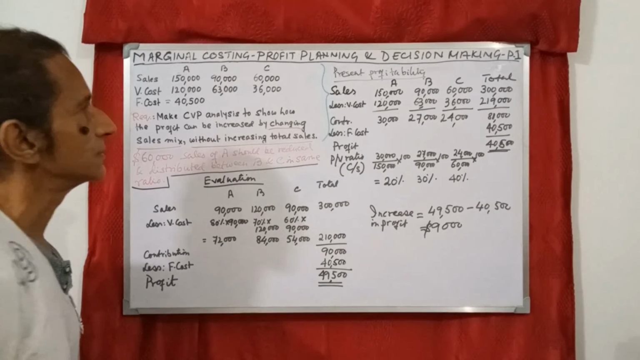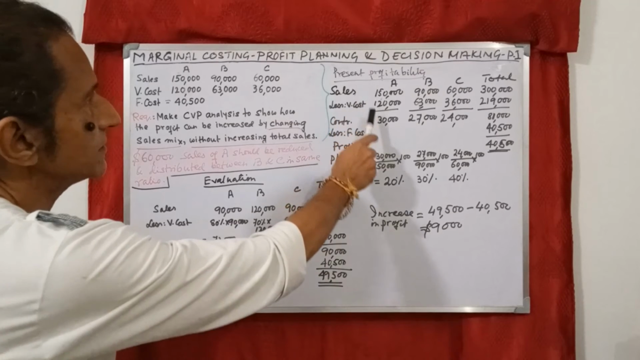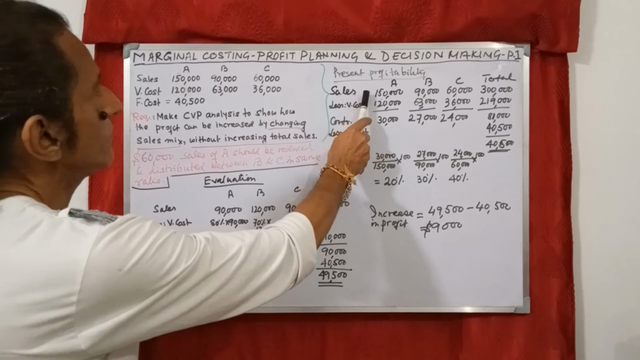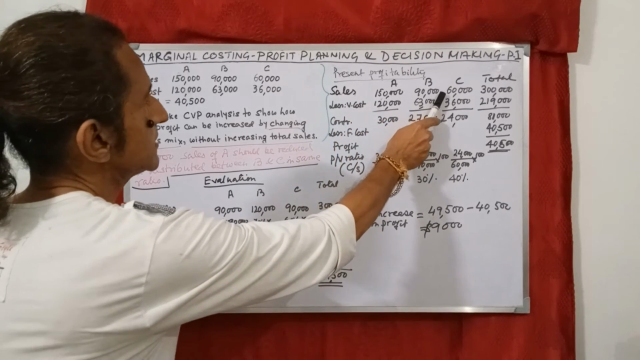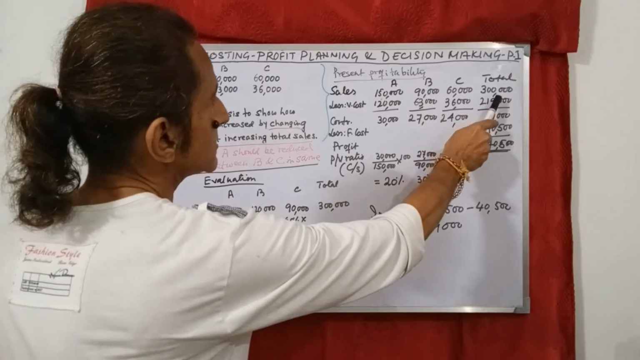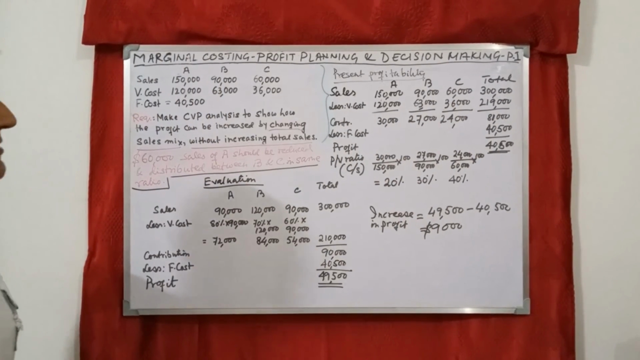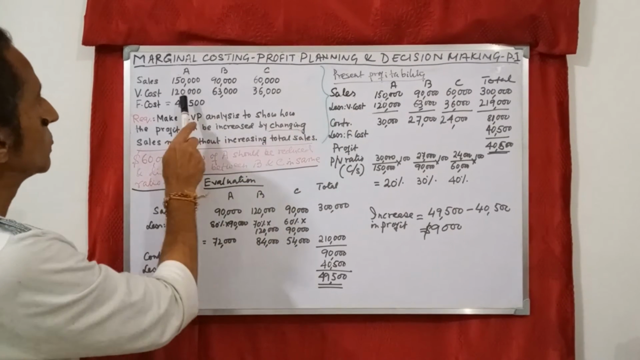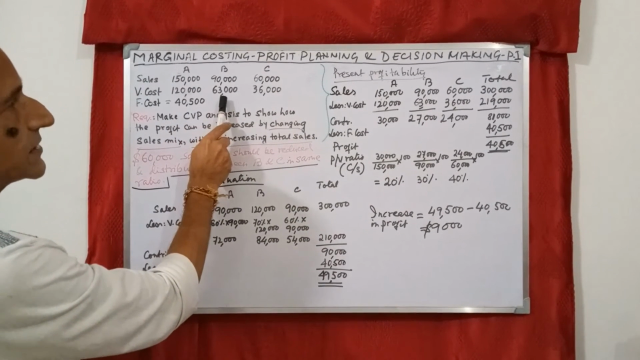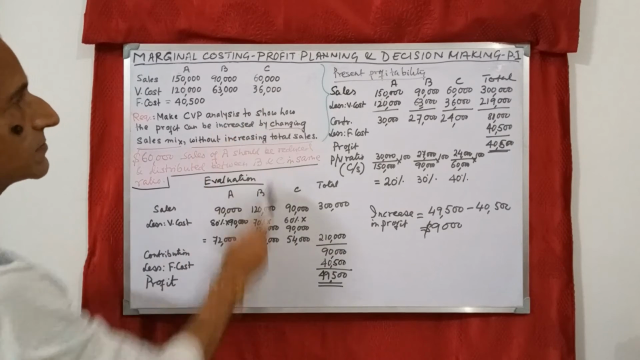Okay, this is the present profitability. Sales 150, 90, 60,000, that is total is 300,000. Less variable cost 120,000, 63,000 and 36,000.